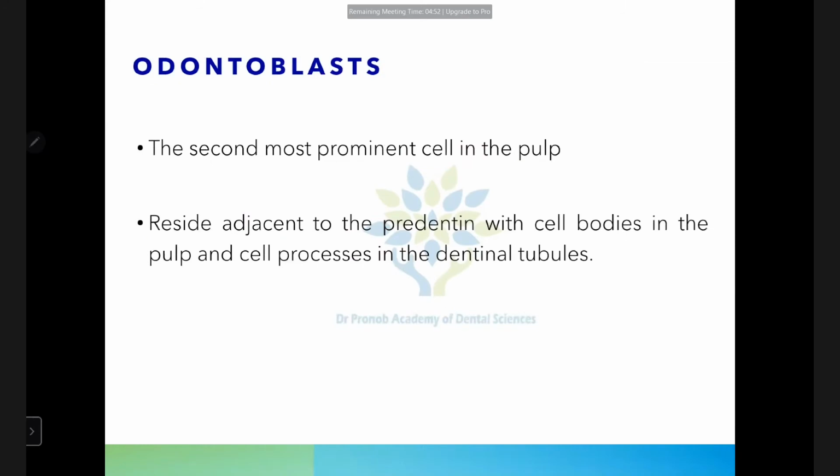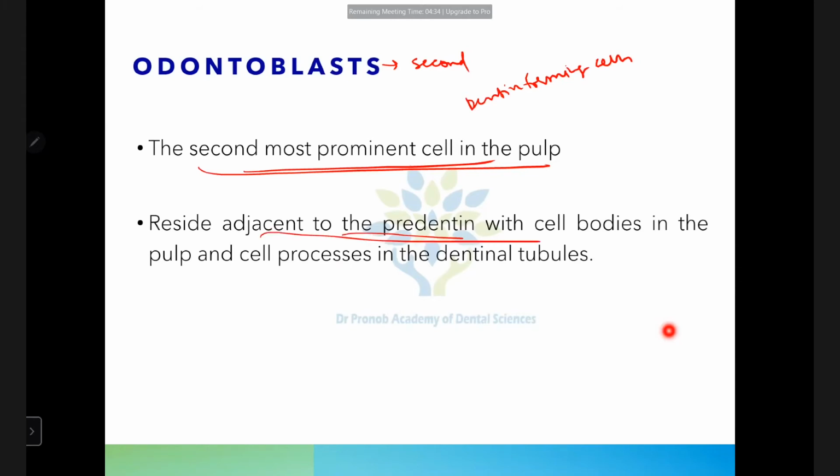Next is odontoblasts. Odontoblasts are the second most prominent cell in the pulp. So odontoblasts, what do they do? They are the dentine forming cells. Okay. They are the dentine forming cells. I have shown you a histologic picture, right? They reside adjacent to the predentine. Okay, let me change the slide. One second.